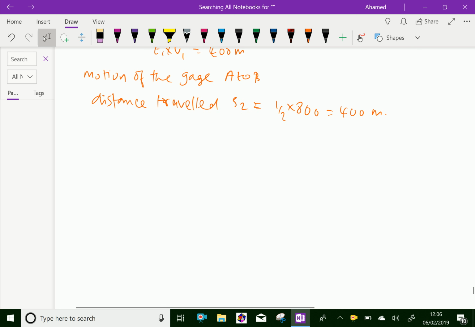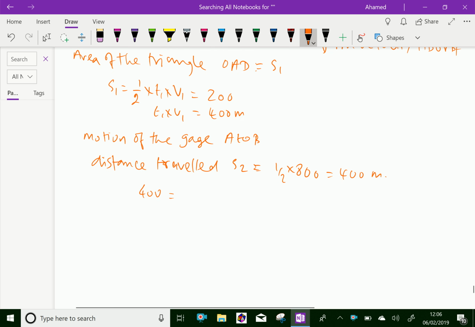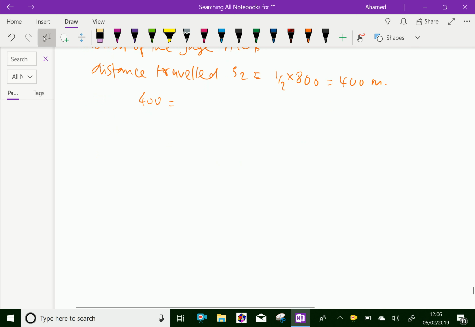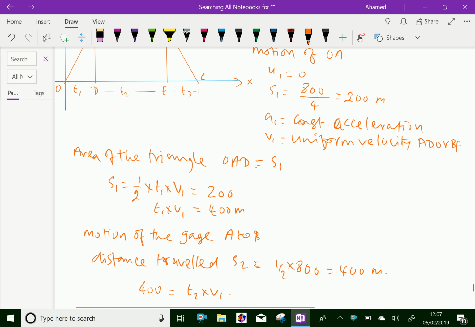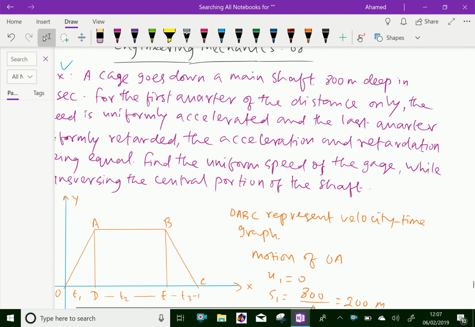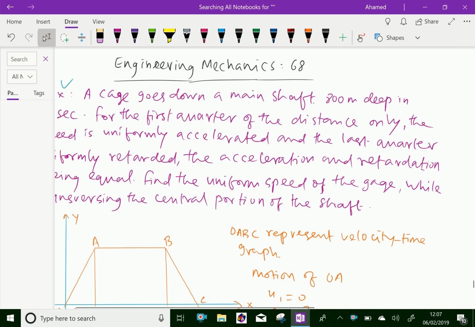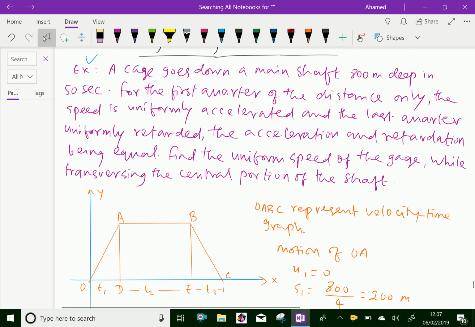Now 400 is equal to the area of the rectangle, that is T2 into V1, which is equal to 400. We need to find the uniform speed of the gauge while traversing the central portion of the shaft.